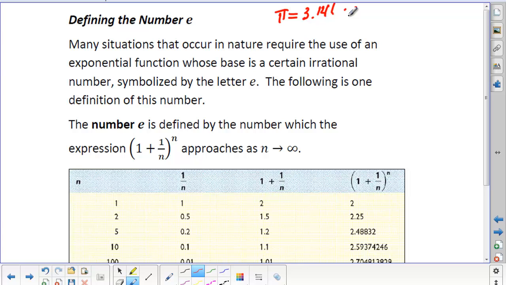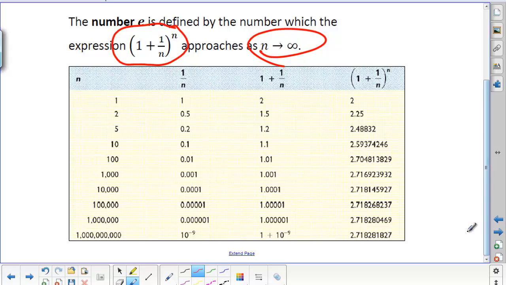And the way that we define that, it's 1 plus 1 over n to the nth power as n gets larger and larger, as n approaches infinity. So if you plug a large value of n into that function, then you get this value e. I know that sounds really strange, like you're probably wondering why are we even talking about this, 1 plus 1 over n to the nth power.